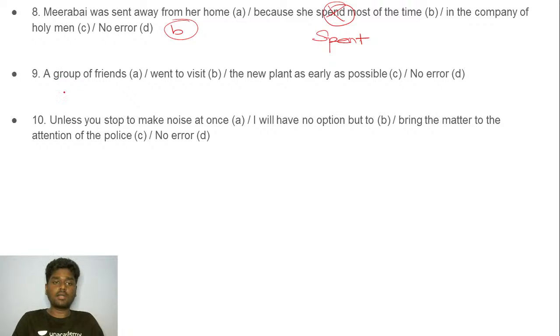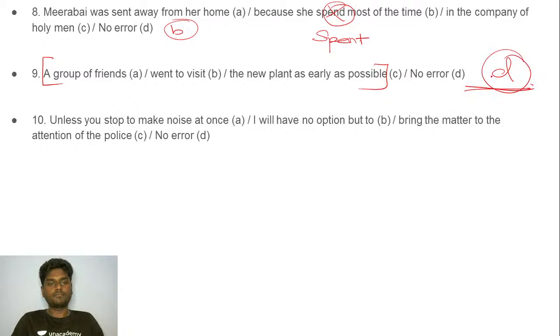And what for the ninth one? A group of friends went to visit the new plant as early as possible. Is that right? Undoubtedly, you have no error here. Yes. So a group of friends went to visit the new plant as early as possible. So I would say there is no error.